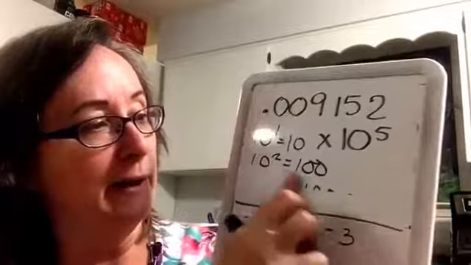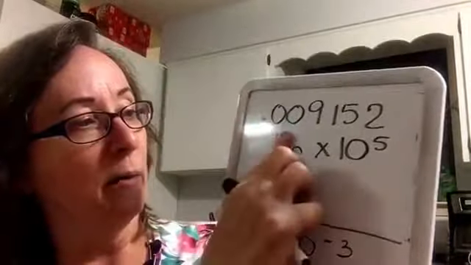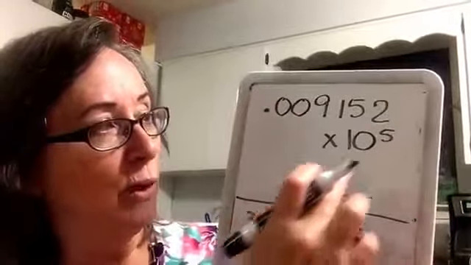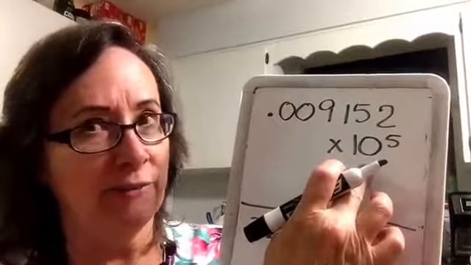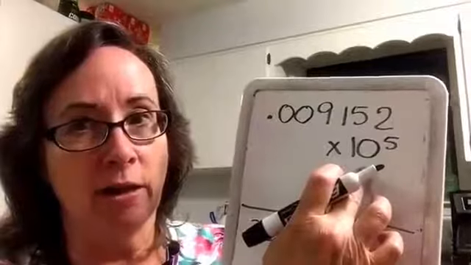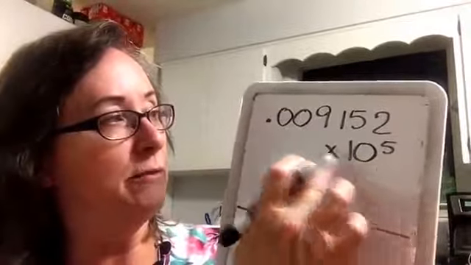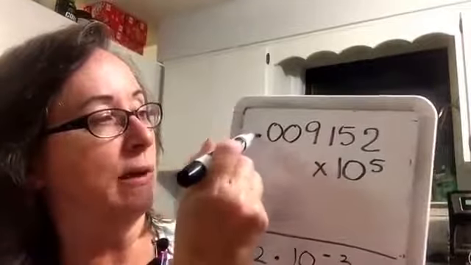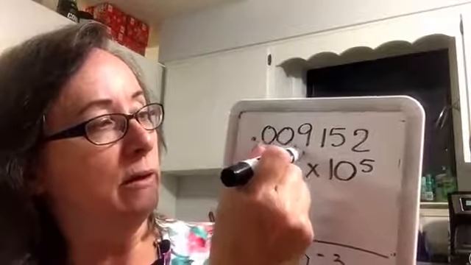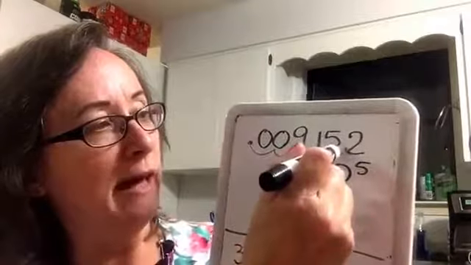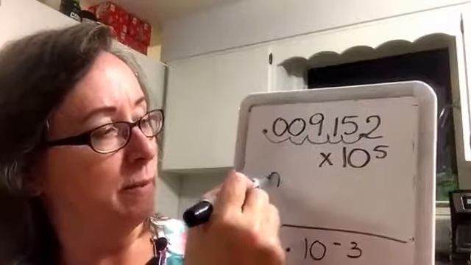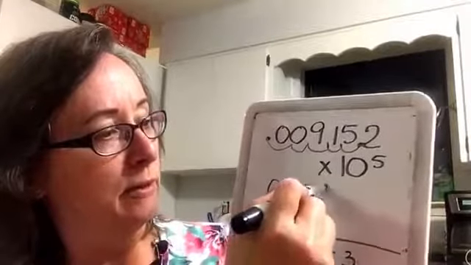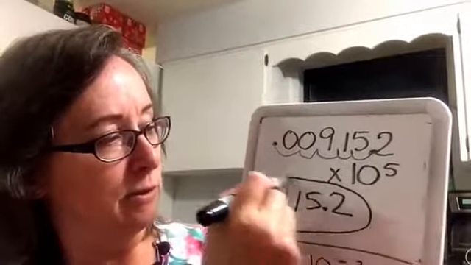So on this one, we are multiplying by 10 to the 5th power. So 10 to the 5th power has got 5 zeros, and it's going to make our number bigger. So we will move our decimal, which is right now here, 5 spaces to the right. So 1, 2, 3, 4, 5. And the new number will be 915.2. Okay, so there's our answer.